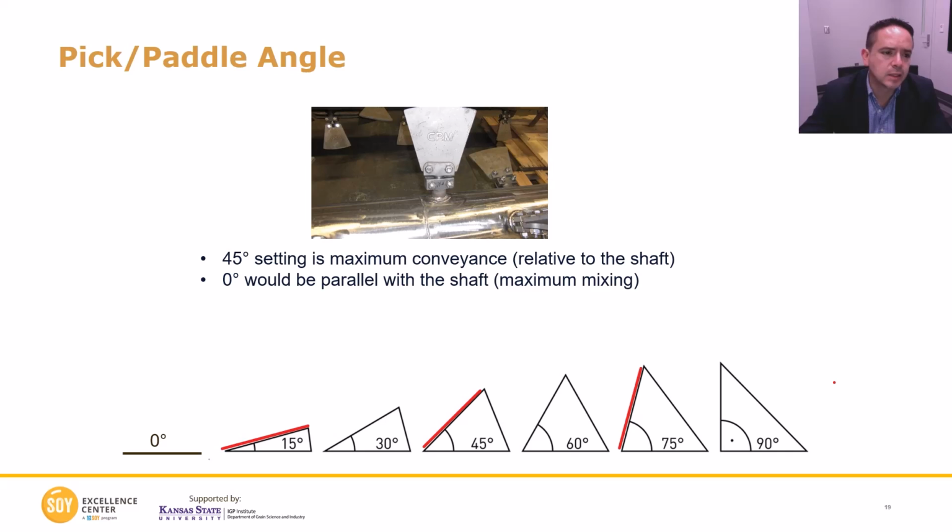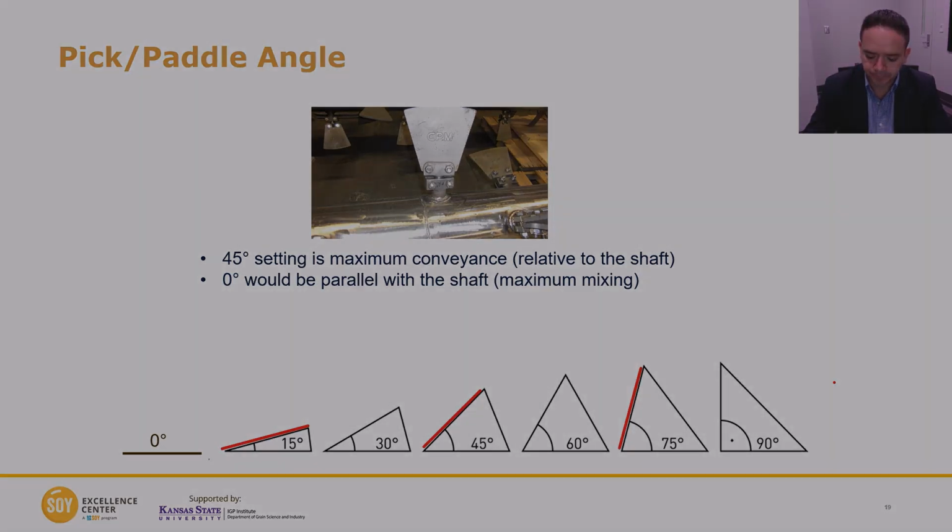And here you can see the paddle angle. A 45 degrees setting is going to be for maximum conveyance, as you can see here. And 0 degrees will be parallel with the shaft, and this is going to be for maximum mixing. When you make changes in the paddles, I advise you to move just 1 or 2 paddles at the same time, and then monitor motor load and also monitor pellet mill efficiency.